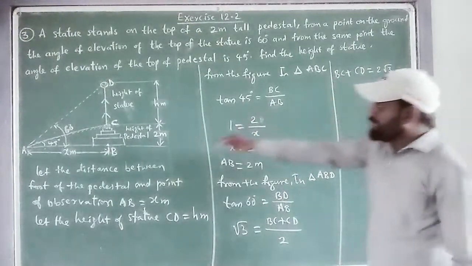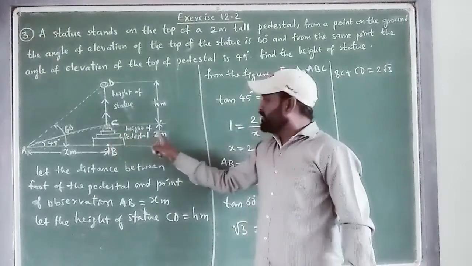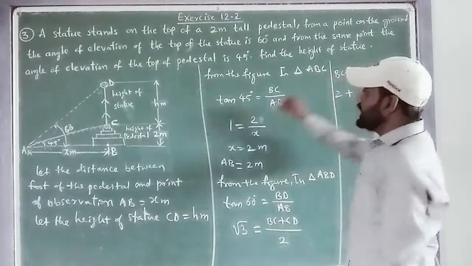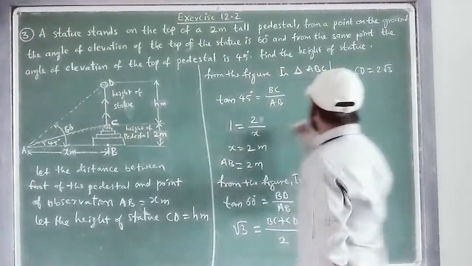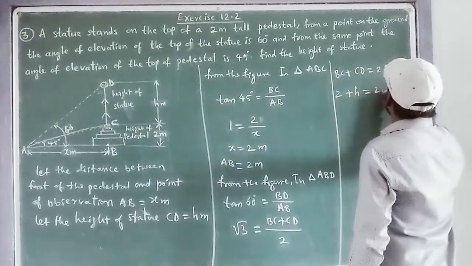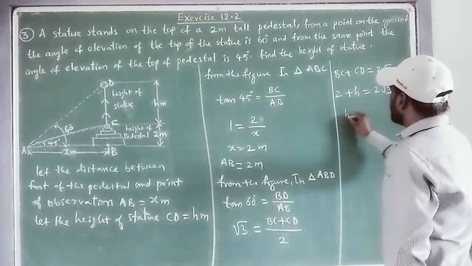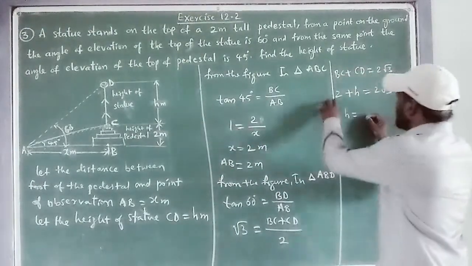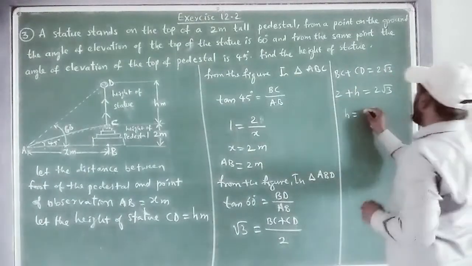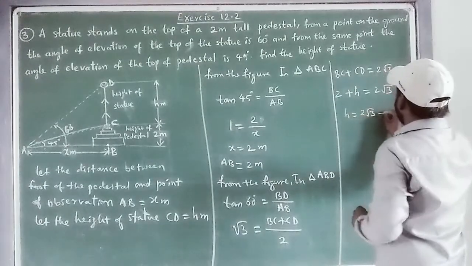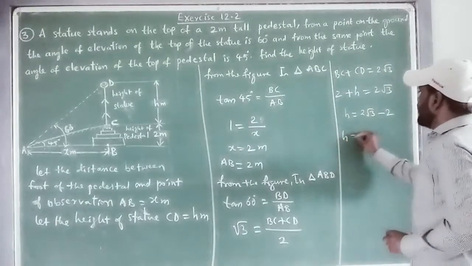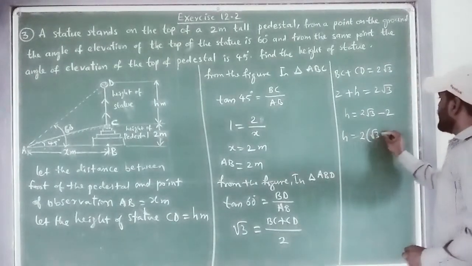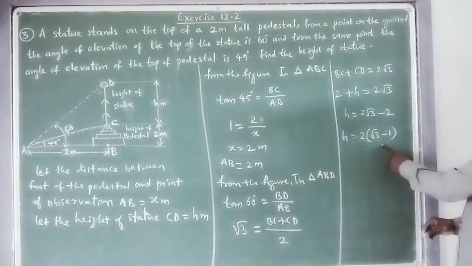Now BC is what? Height of the pedestal, which is given as 2 meters. So 2 meters plus CD is what? Height of the statue, which is H, is equal to 2 into root 3. Now we actually need to find the height of the statue. So the 2 is transposed to that side. So 2 root 3 minus 2. Now here it's 2, here also 2. Let us take the 2 as common. Root 3 minus 1 will be remaining in the bracket.